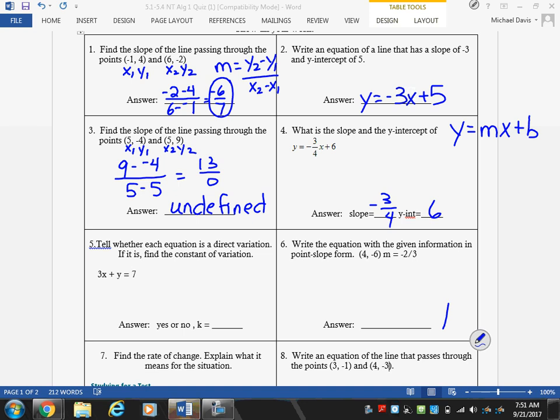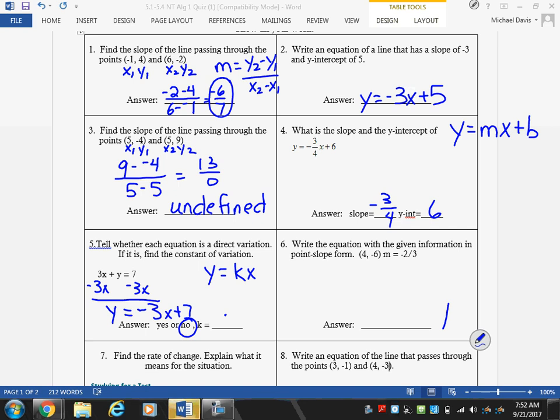Okay. On number 5, tell whether each equation is a direct variation. If it is, find the constant of variation. To remember, for direct variation, you need to get the y by itself. So I need to subtract that 3x from both sides, and I'm left with y equals negative 3x plus 7. Since that is not in this form, y equals kx, this is a no.